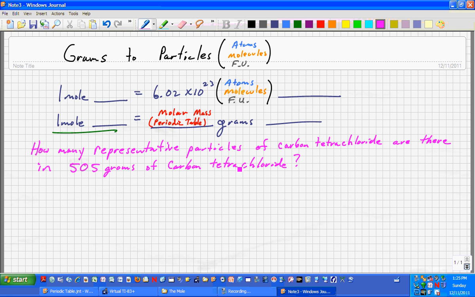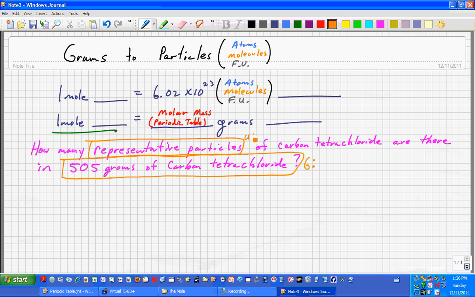All right, welcome back. You're done with the problem, and let's go ahead and give it a try together. Or at least, you've already done it. Why don't you check your stuff against mine? So here we go. I'm going to identify my given. My given is 505 grams of carbon tetrachloride. My unknown is, I want to know how many representative particles.